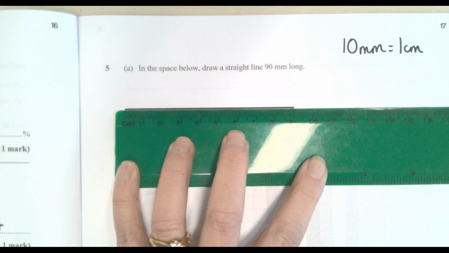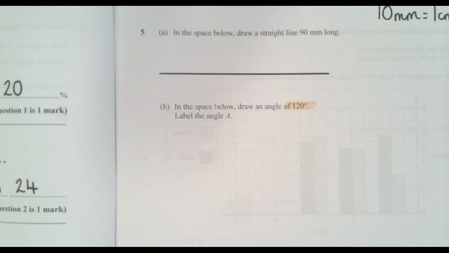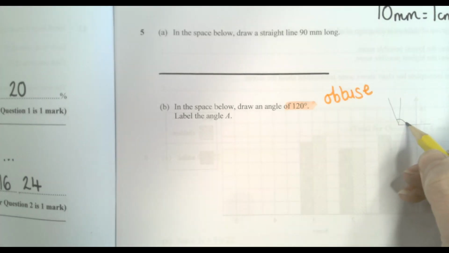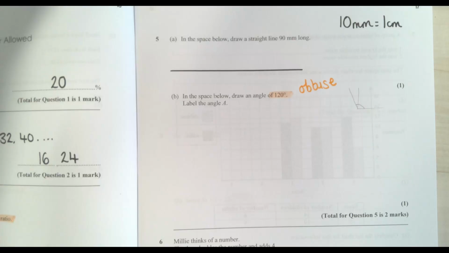You mark where you start and where you finish, and then I'm being asked in the space below to draw an angle that is 120 degrees. 120 degrees will be an obtuse angle. By writing down the type, it will help me estimate. I know that this would be 90, so maybe 120 would be roughly this size, and estimation is always worthwhile.